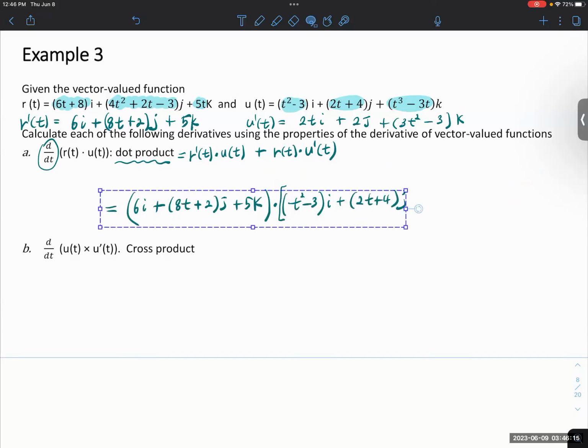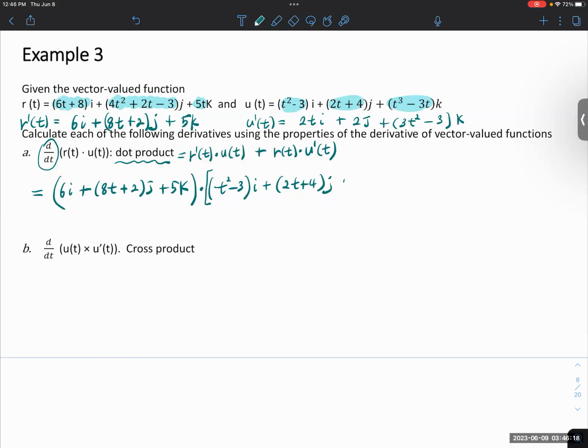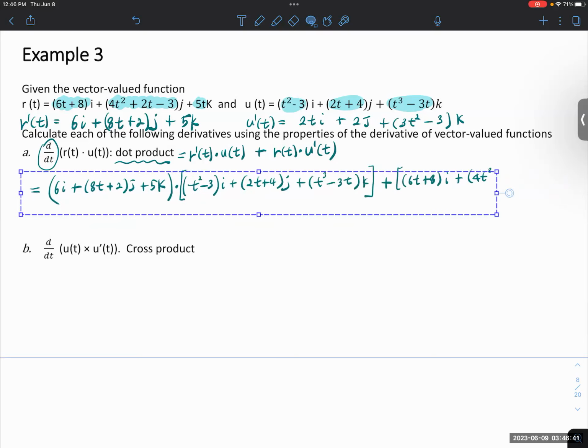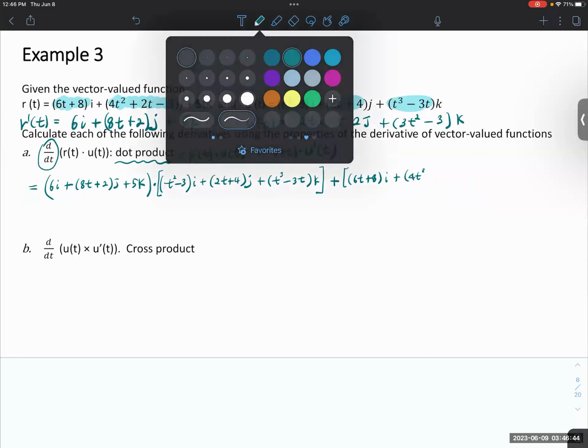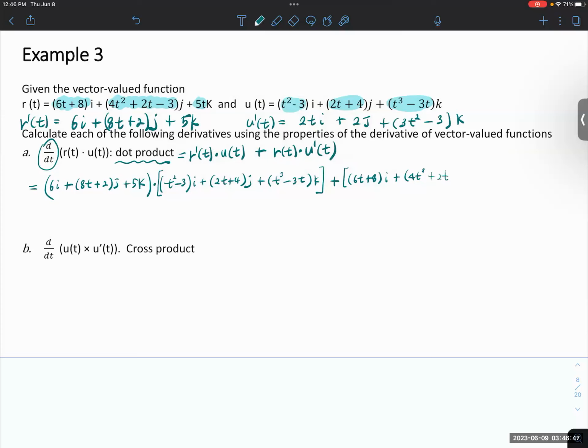And then I'm going to bring this one here, plus t third minus 3tk. So this is the r prime, u plus, we have to do a couple more. R, we have r: 6t plus 8i plus 4t squared. And then plus 2t minus 3j plus 5tk. Okay, that's u.